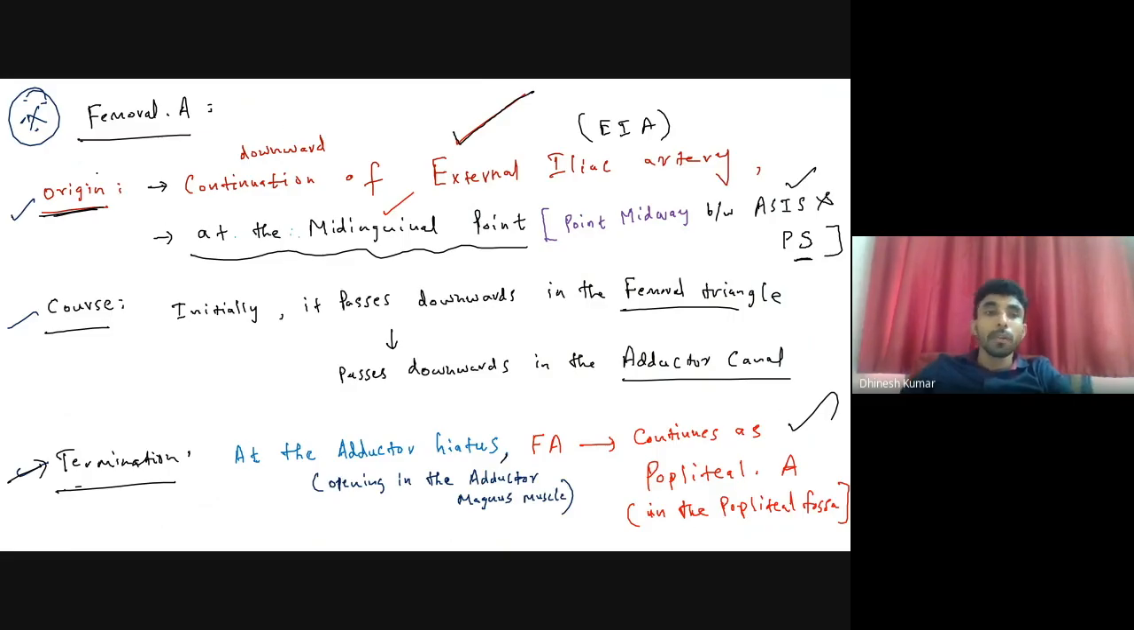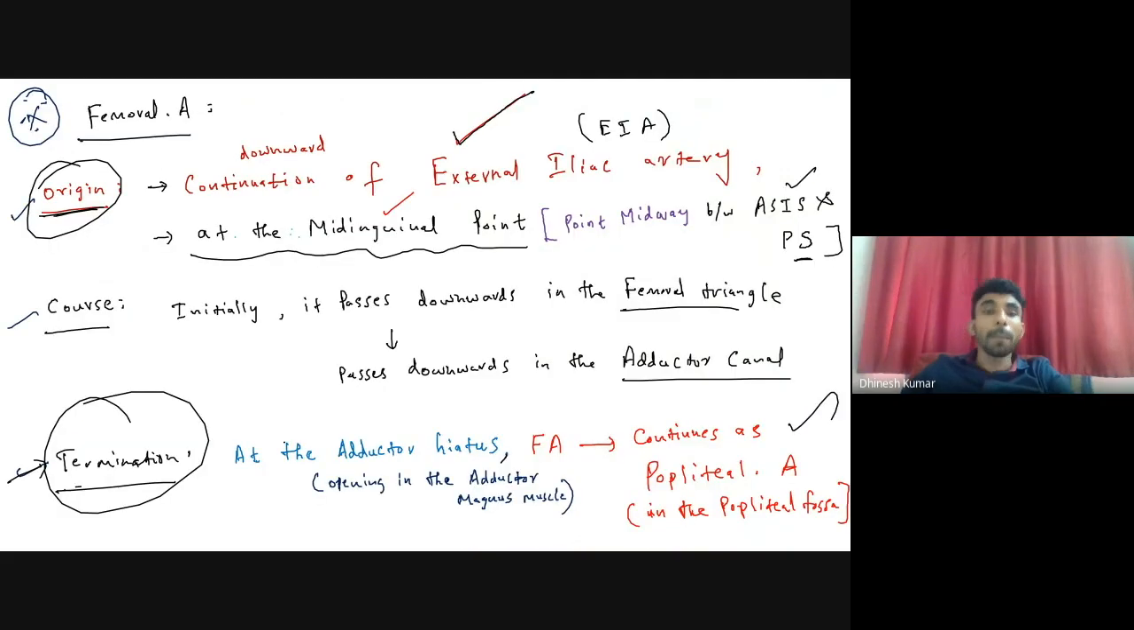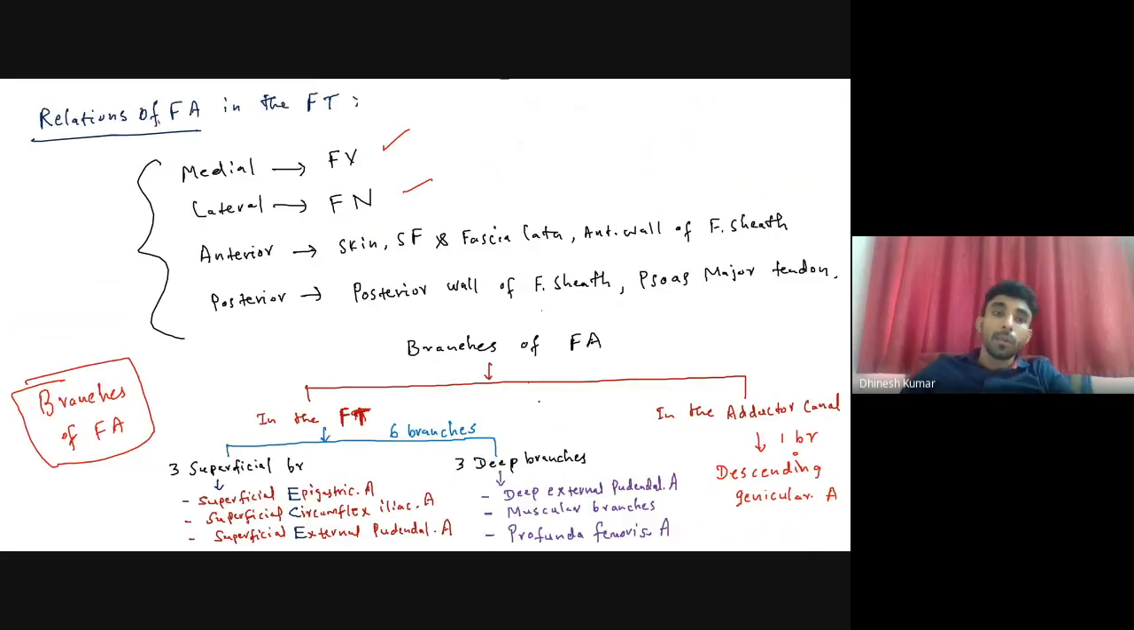So this is about the origin and the termination of the femoral artery. It is the continuation of external iliac artery at the midinguinal point, and finally at the adductor hiatus, it continues as popliteal artery. So it extends from midinguinal point to the adductor hiatus. Now coming to another subquestion, namely branches of femoral artery.